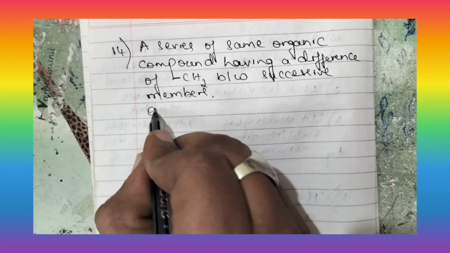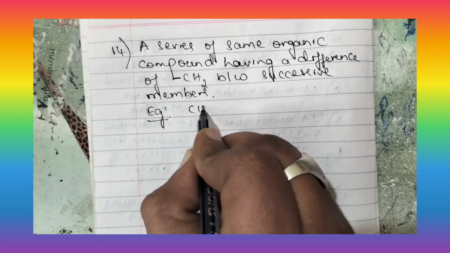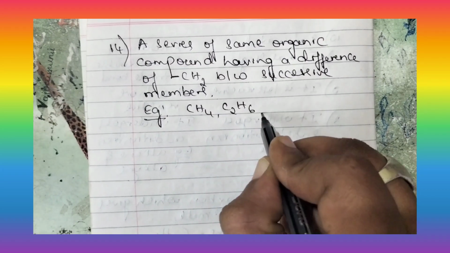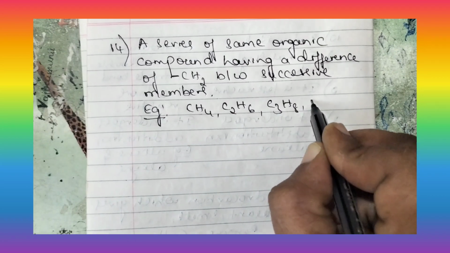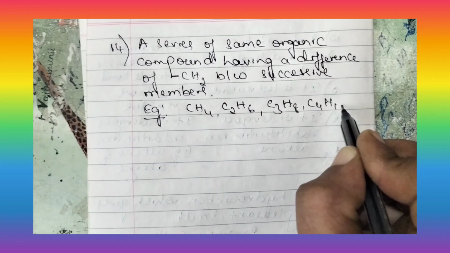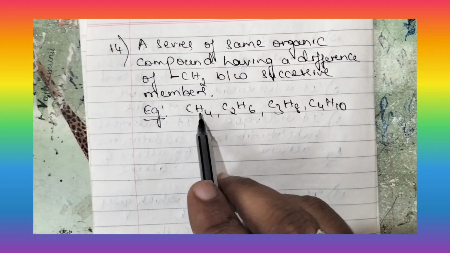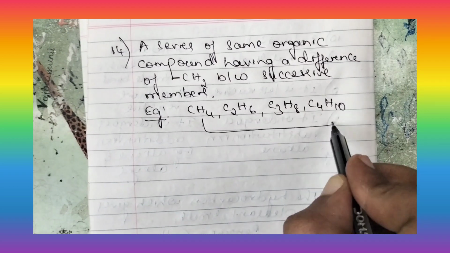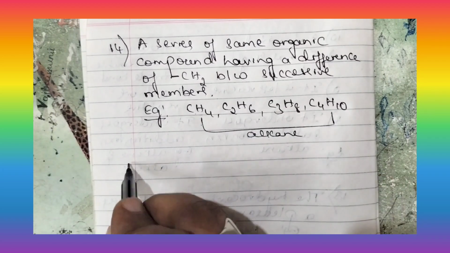So they asked for an example. Example is CH4 methane, C2H6 ethane, C3H8 propane, C4H10 butane. This is a series of organic compounds. It is a series of the same organic compound, that is, all these four are alkanes. The difference between them is CH2.